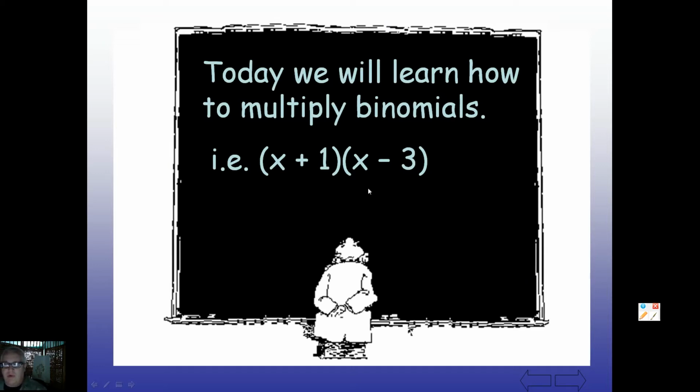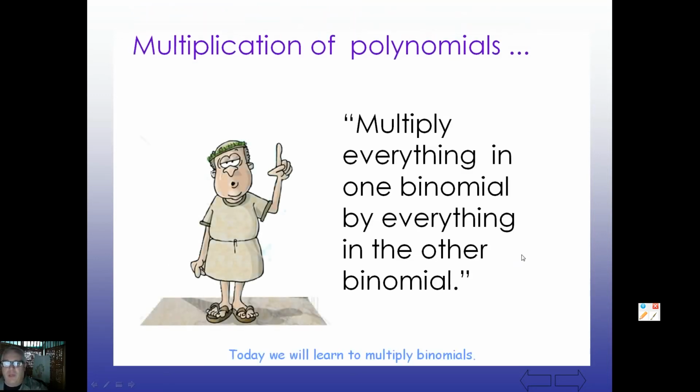And here's an example for you: x plus 1 times quantity x minus 3. So this is kind of weird here. We are multiplying, but we've got two pieces, and what are we going to do with this? Alright, multiplication of polynomials, specifically binomials here. Multiply everything in one binomial by everything in the other. Seems pretty obvious again. Good.